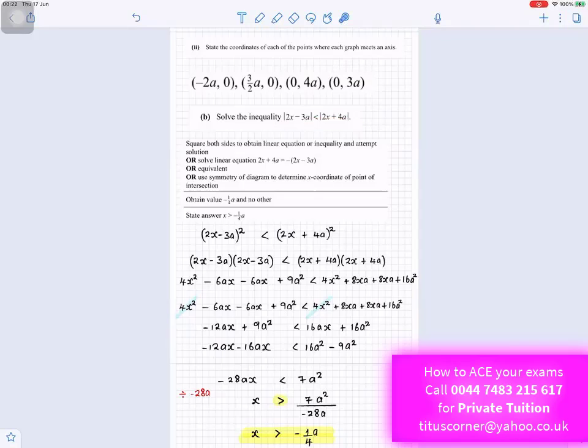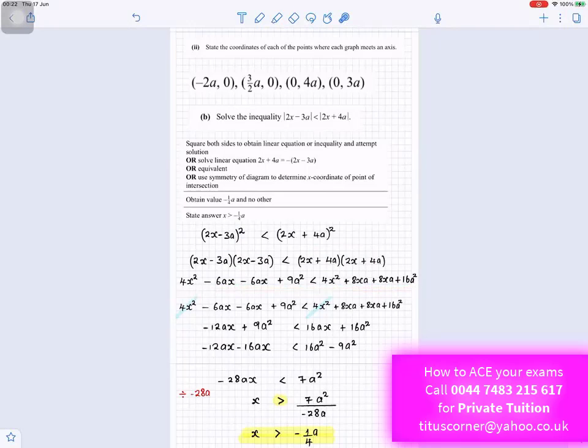To solve this inequality, we square (2x - 3a) squared and (2x + 4a) squared, expand it, and simplify the expression. So (2x - 3a) times (2x - 3a), (2x + 4a) times (2x + 4a). And when you expand this, following those expansion methods, you will get this expression here.